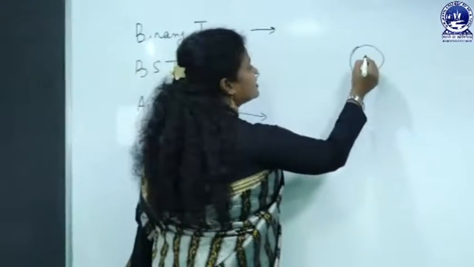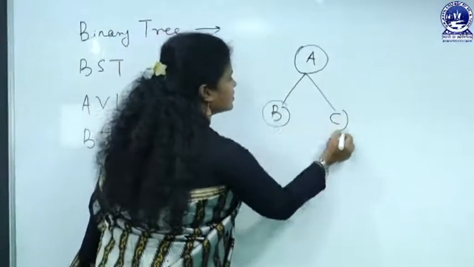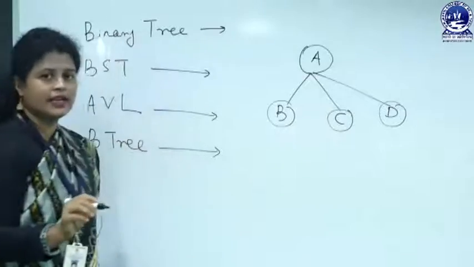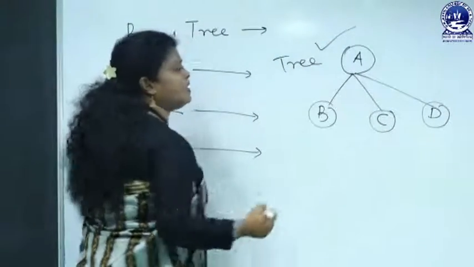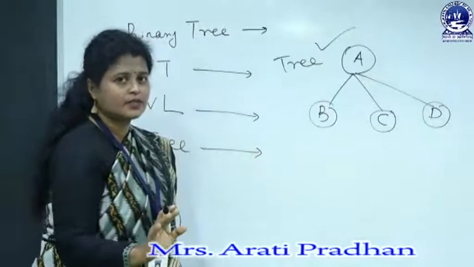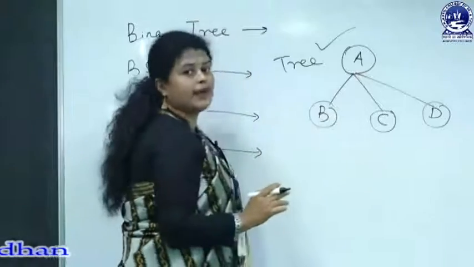Suppose you are just constructing a tree in this manner, it is okay. Suppose the parent consists of 3 children, it's okay, it is a tree. If anyone asks you, is it a tree? Yes, it is a tree. It is not a big issue, it is not a problematic way, it is a tree. But it is not a binary tree.